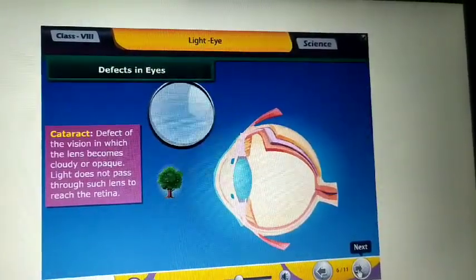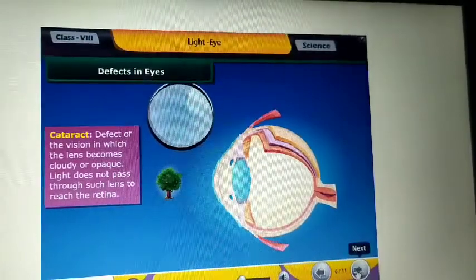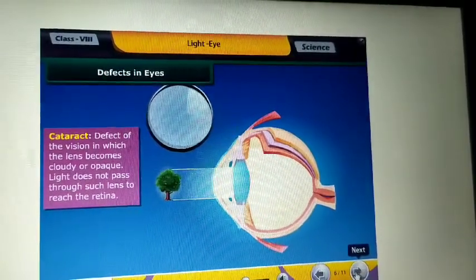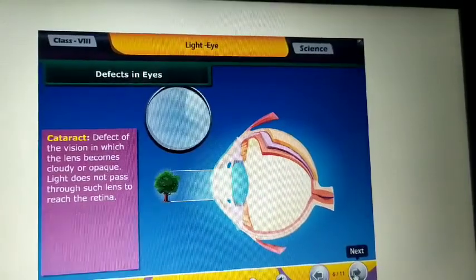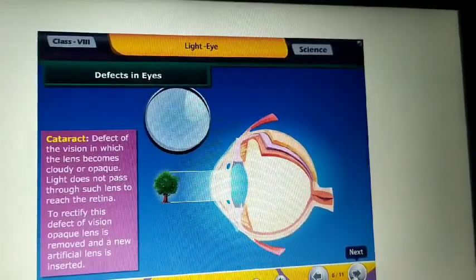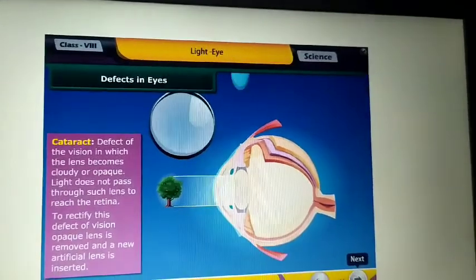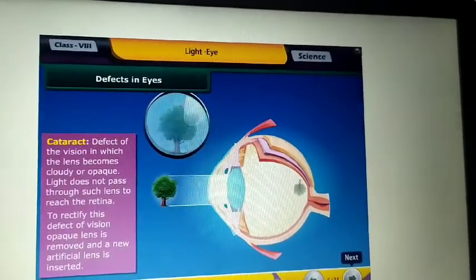Cataract, a defect of the vision in which the lens becomes cloudy or opaque. Light does not pass through such a lens to reach the retina. To rectify this defect of vision, the opaque lens is removed and a new artificial lens is inserted.